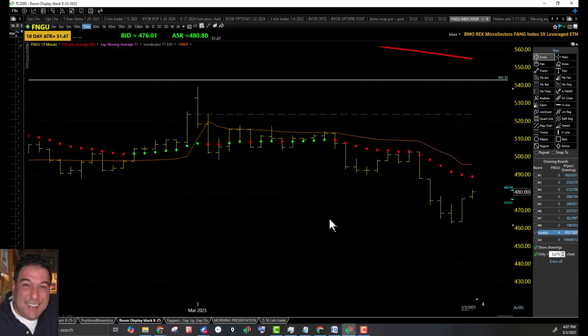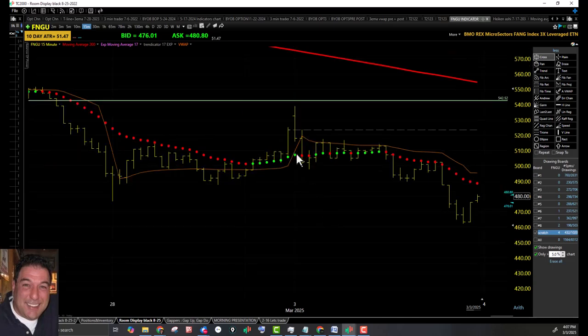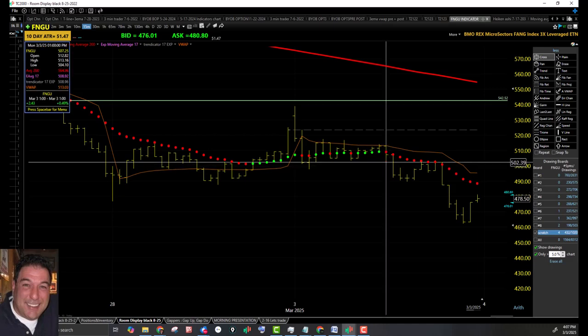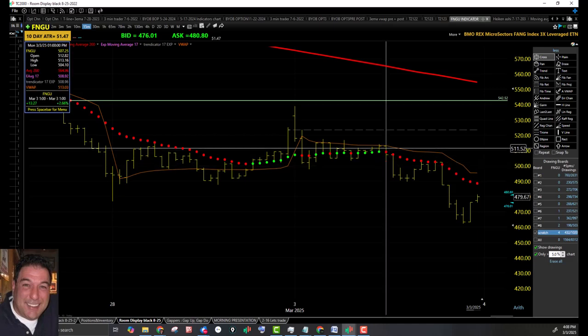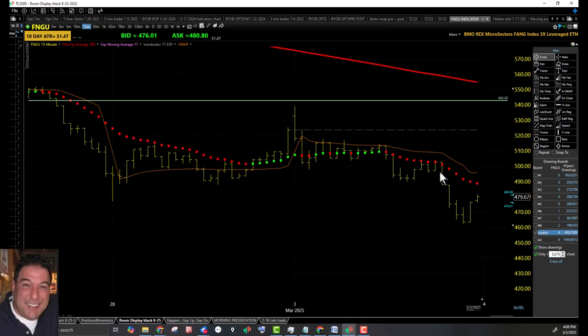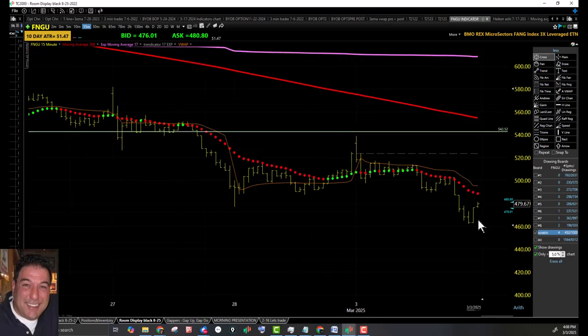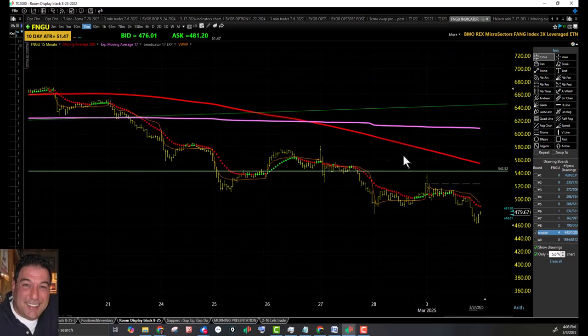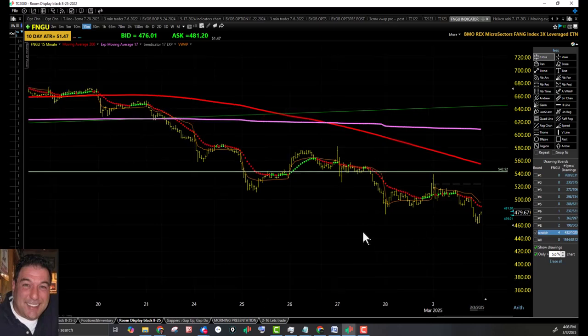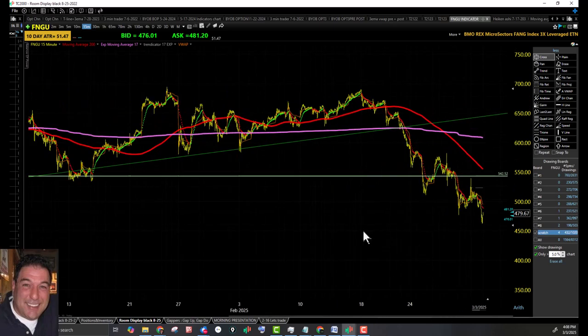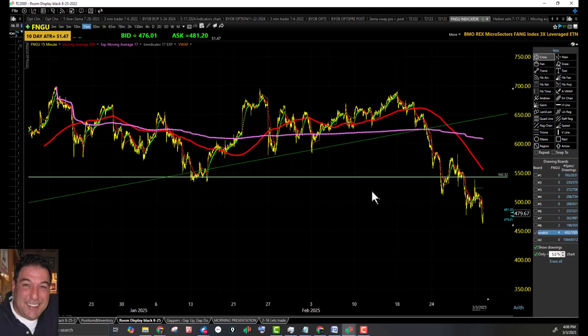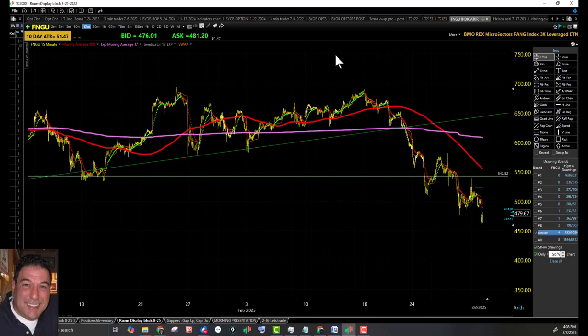FNGU, nothing gonna be good here. All right, a little red, little green, little red, little green, and then after the 2 martini lunch, there you can see the bears took over, and they pushed price all the way down, making another lower low. Still caught underneath this falling 200 SMA. Still caught underneath the all-time high anchored VWAP. So just neutral here on FNGU.